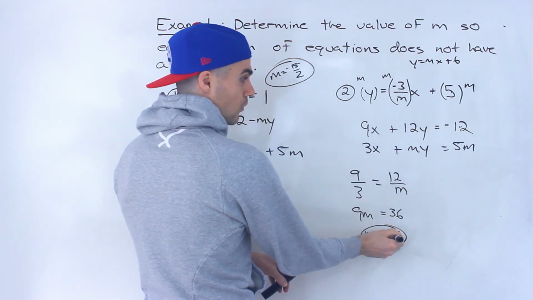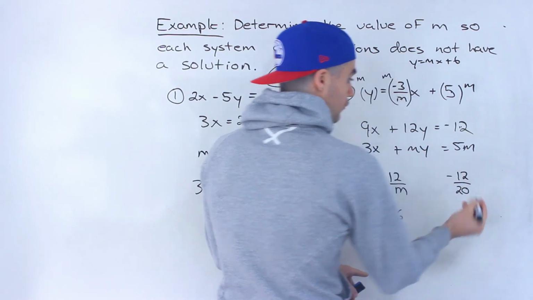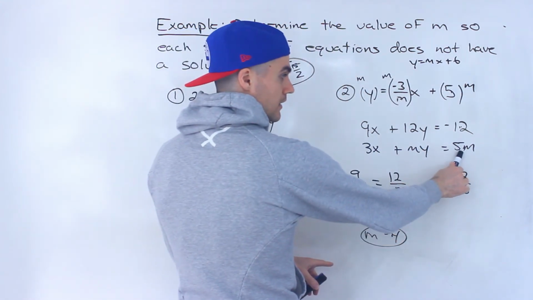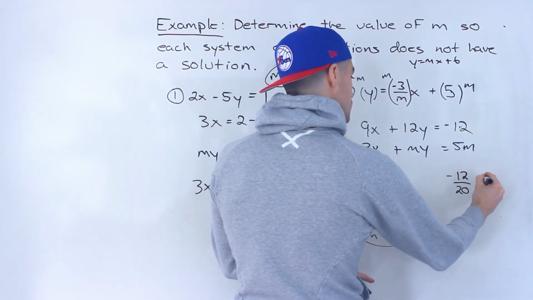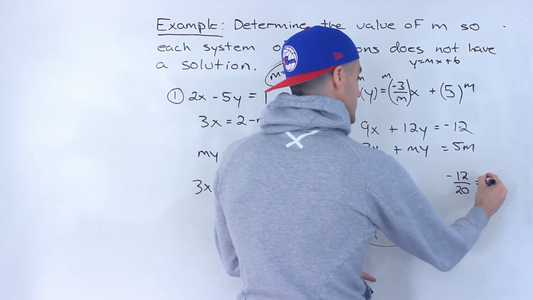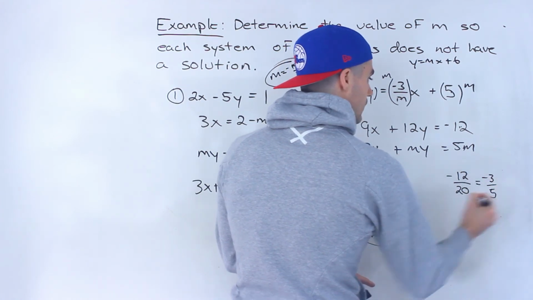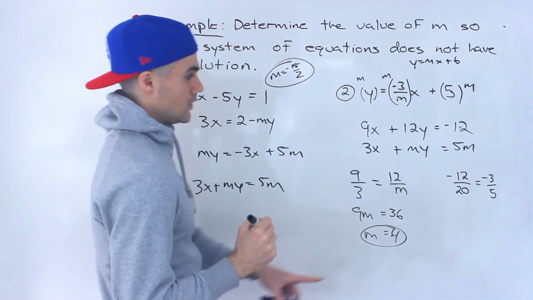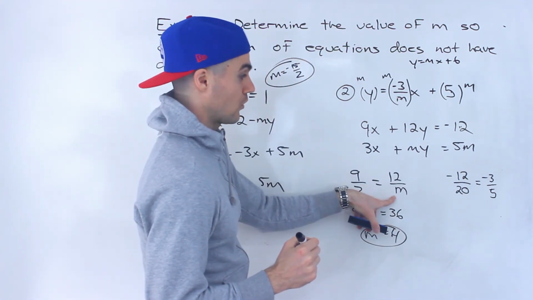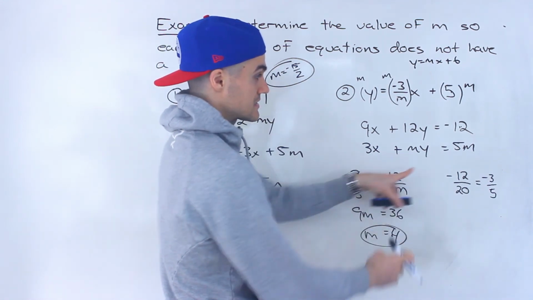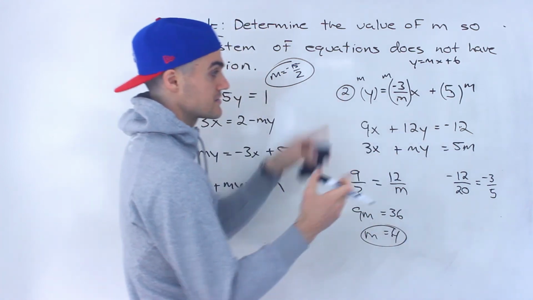So if we plug in 4 for m here, notice we'll have negative 12 over 20. Right? This would be 5 times 4, and then notice that this ratio here, it simplifies to what? Negative 3 over 5. And then notice negative 3 over 5 is different than 9 over 3, which is 3, or 12 over 4, which is 3. These ratios have to be the same, but then the ratios of the constants have to be different. Those b values have to be different.